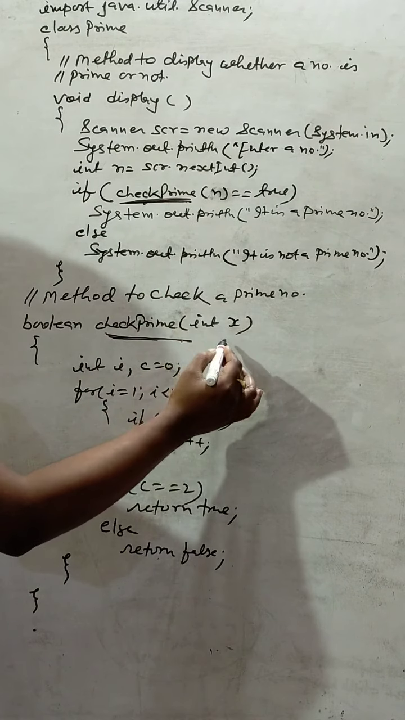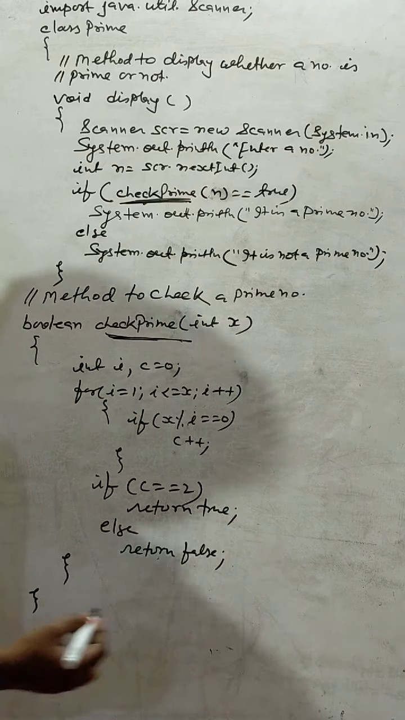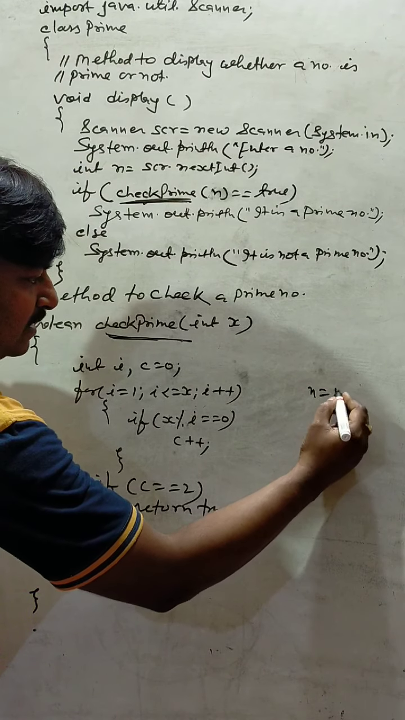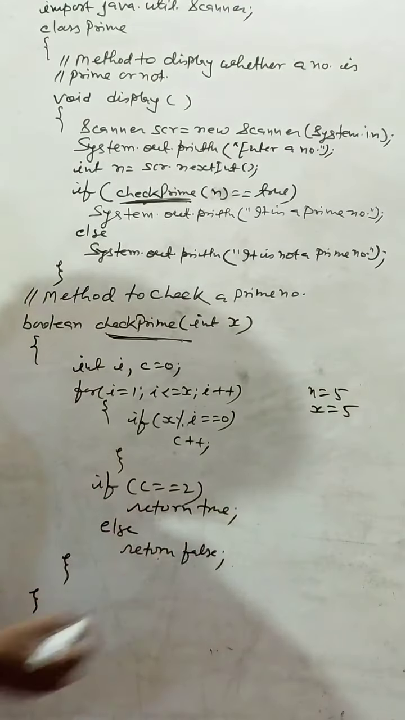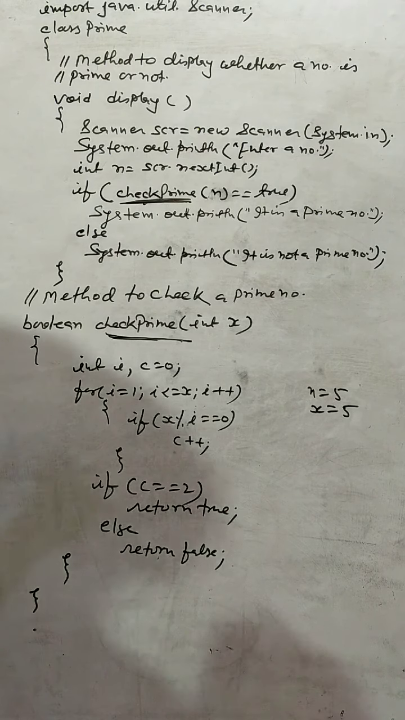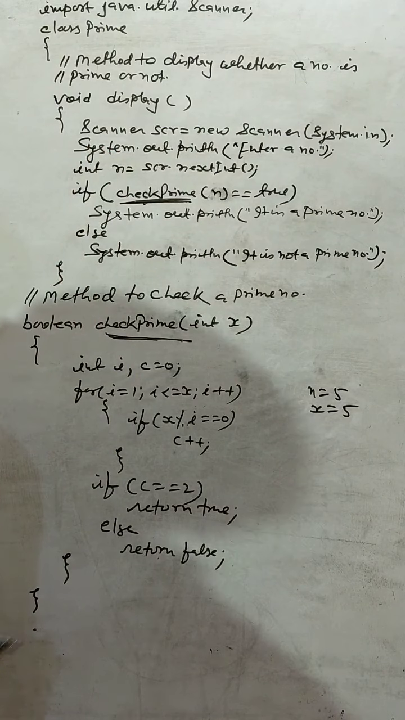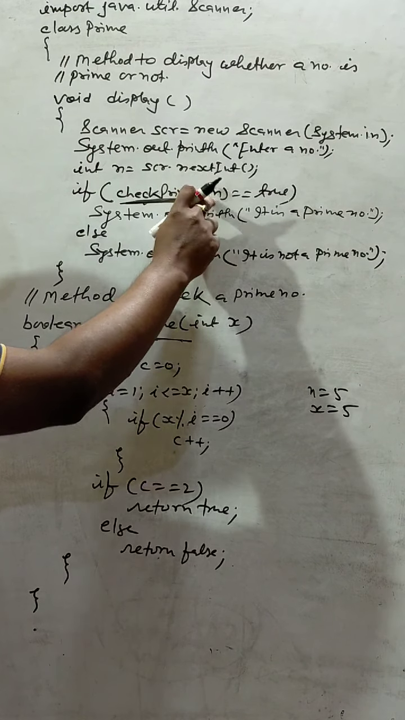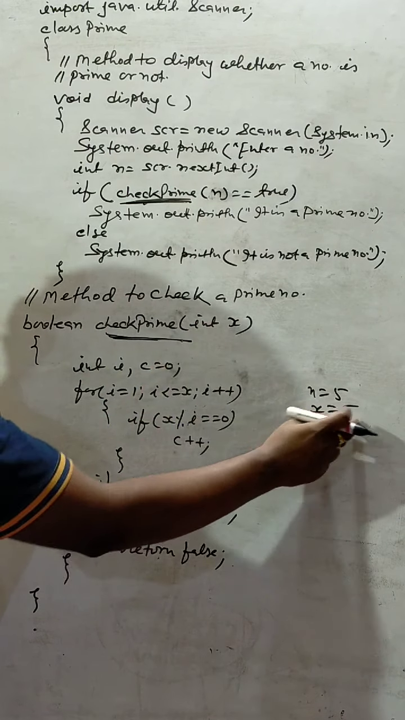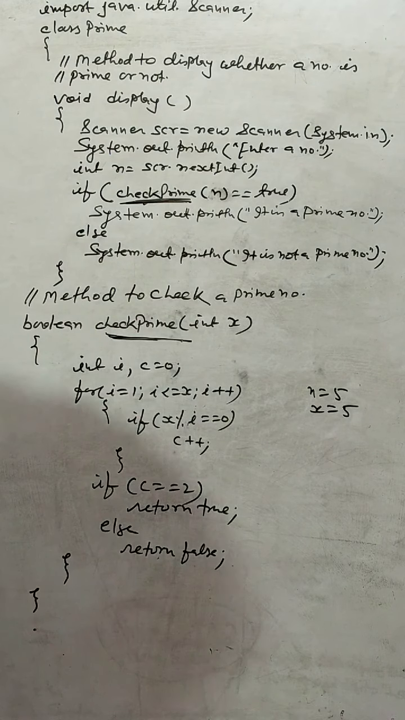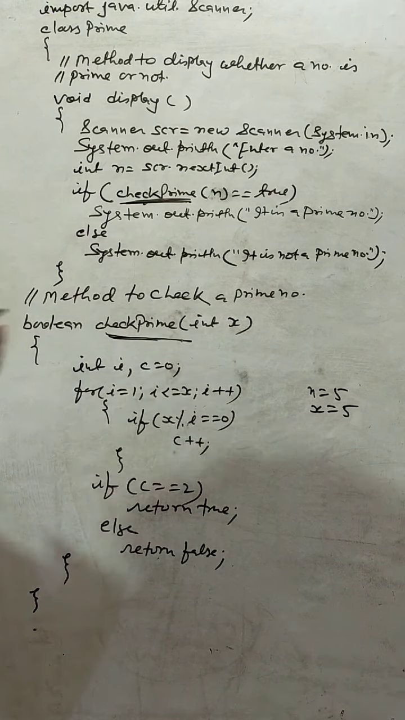The value stored in n is transferred to x. Therefore, if n equals 5, then x is also 5. Suppose we take the value 5 that is stored in n, and we pass it in, and that n is stored in x. Therefore, the value of x is also 5. Now we have to check whether x is a prime number or not. So for that we have to count the factors of x.